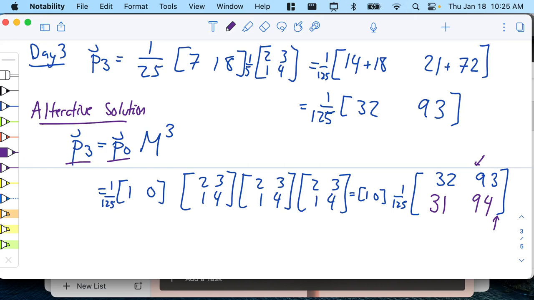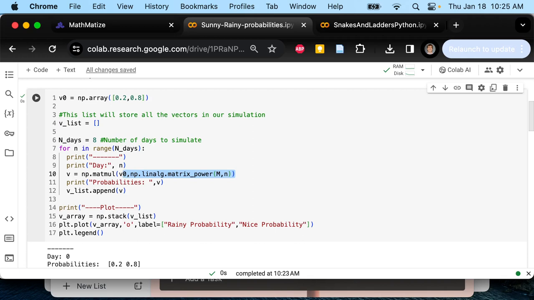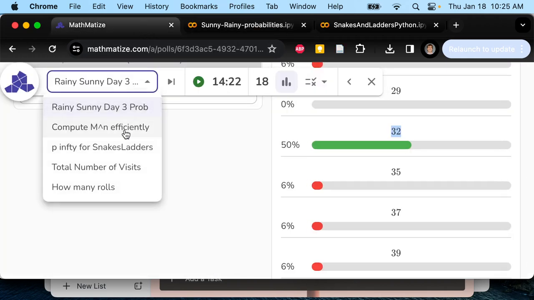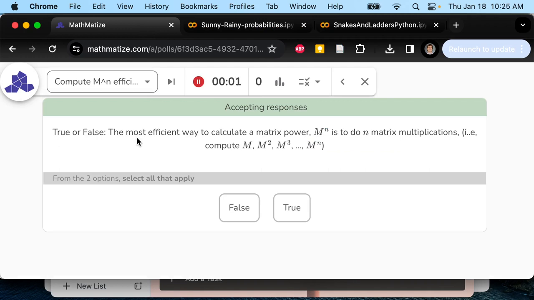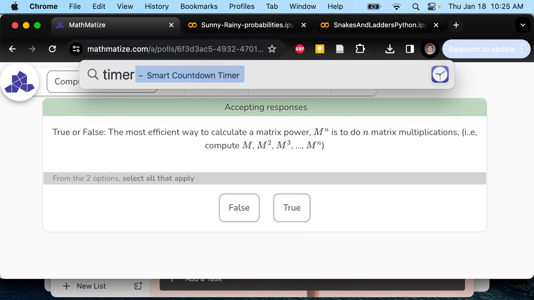I'm going to ask that to you guys in a poll. Feel free to chat with your neighbors and brainstorm what would be the sneaky, smart ways to compute the matrix power M to the n efficiently. So it's a true or false: the most efficient way to calculate a matrix power M to the n is to do n matrix multiplications. So M, M squared, M cubed, multiplying by M every time. Every time you do a matrix multiplication, you've got to do a row by column. Can you think of a smarter way? Okay, I'll give you 2 minutes to think about that.